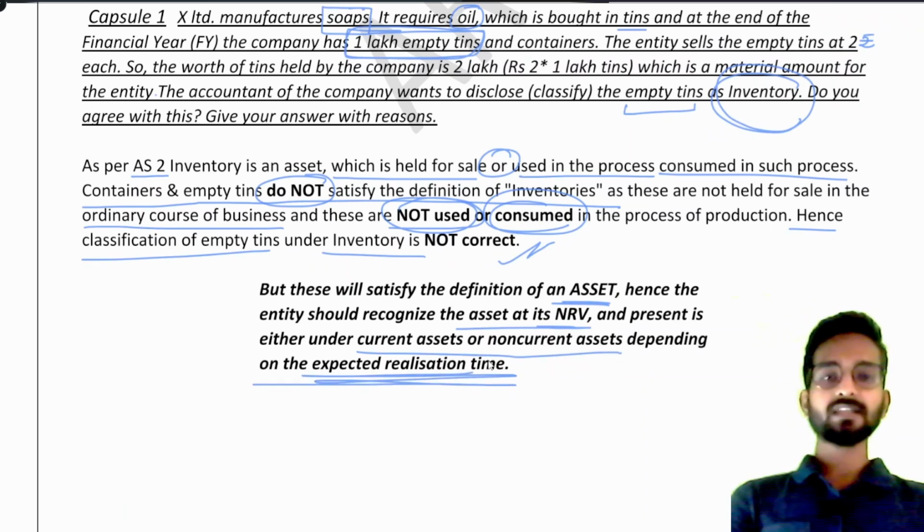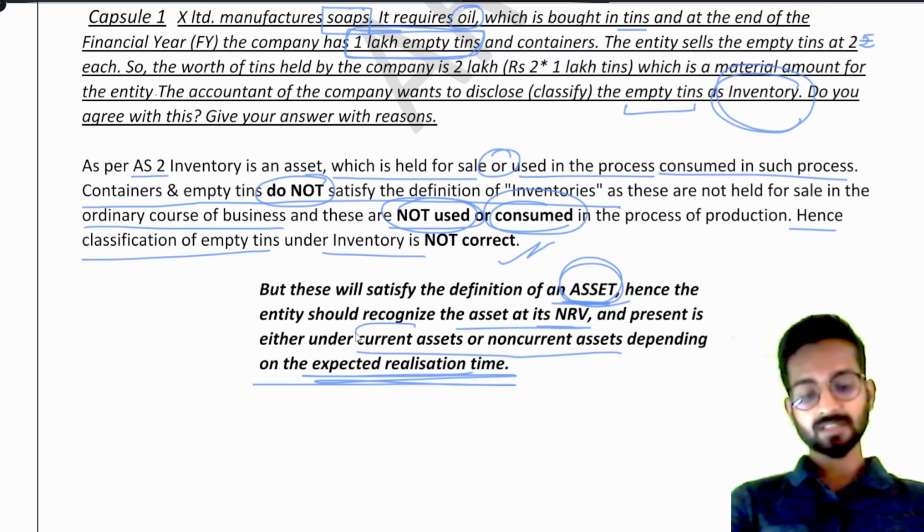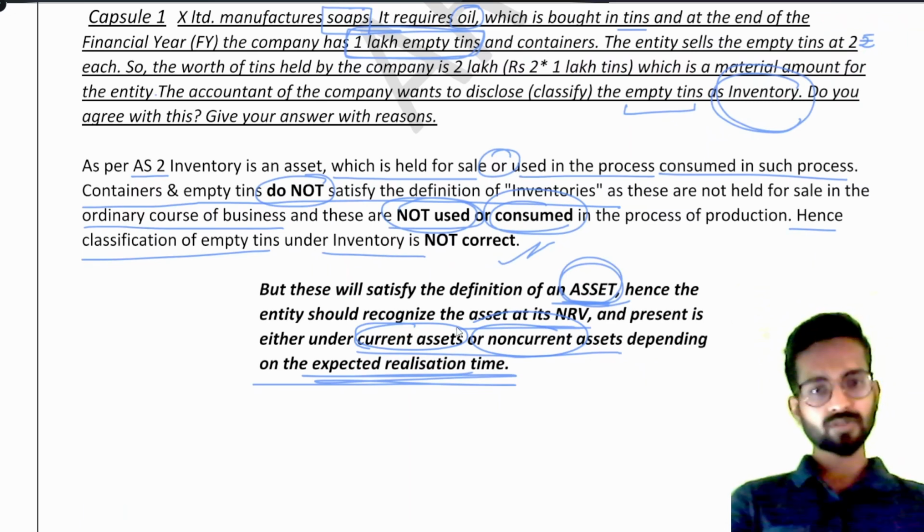See, they are saying you cannot say that these tins are your inventory, okay, but definitely these tins are our assets, so you can classify them as current asset or non-current asset based on the time limit when you are going to sell them. If you are going to sell them and realize the cash within 12 months, it is very good, but if you are going to sell them and realize the cash after 12 months, it will be non-current asset, obviously.